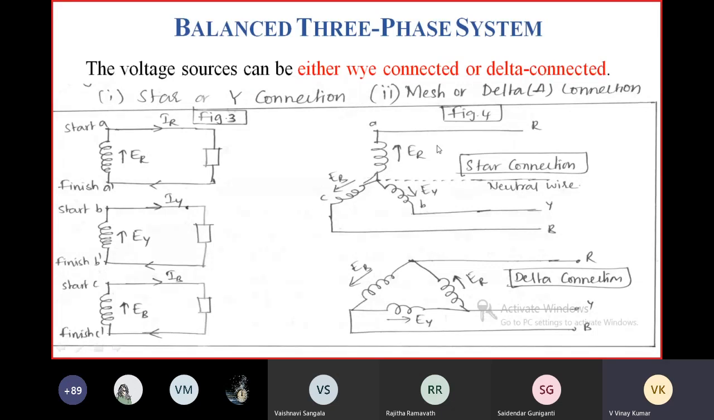In order to make the star connected system or star connection, what we do is, we connect all A dash, B dash, and C dash together. Connecting similar ends together.